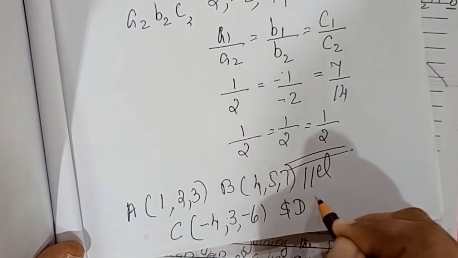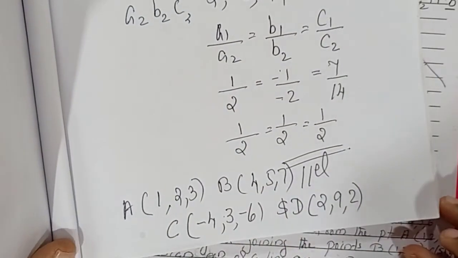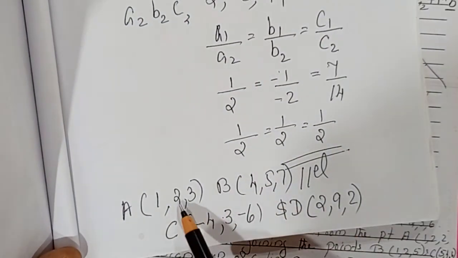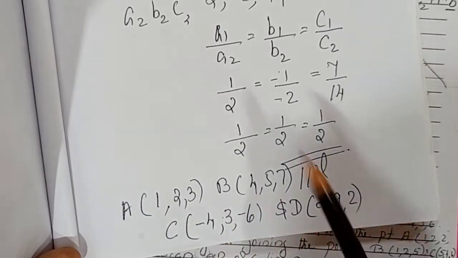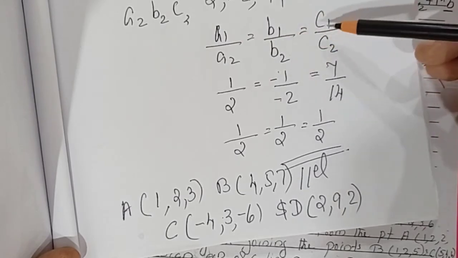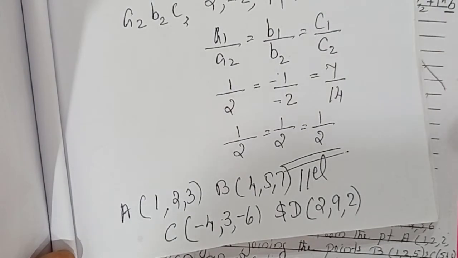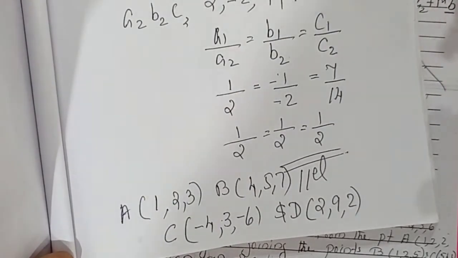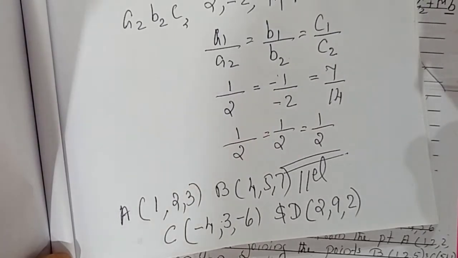And D equal to 2, 9, 2. All of you try to do this. First you have to find A1, B1, C1. Then from the second line A2, B2, C2. Then check A1 by A2 equal to B1 by B2 equal to C1 by C2. If the answer is not the same, then you can write, they will not form parallel lines. Okay, that is about parallel lines.